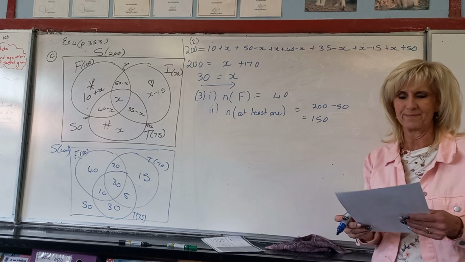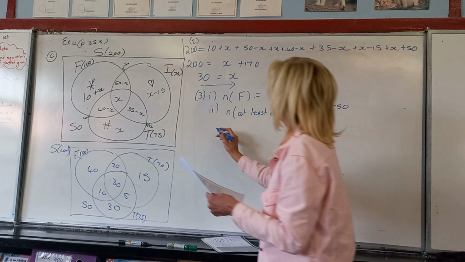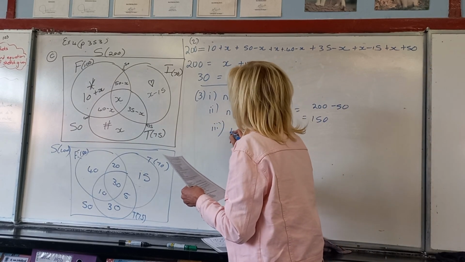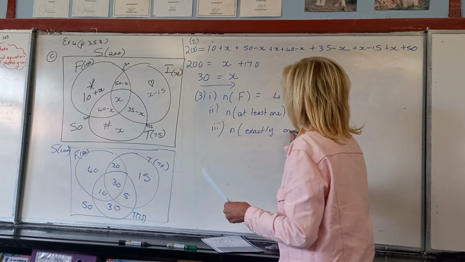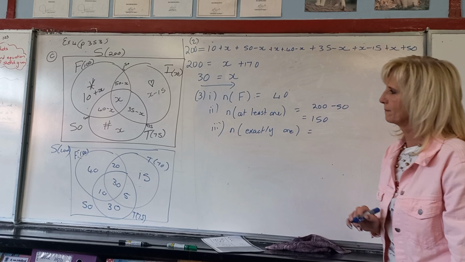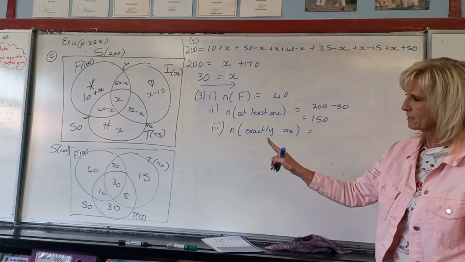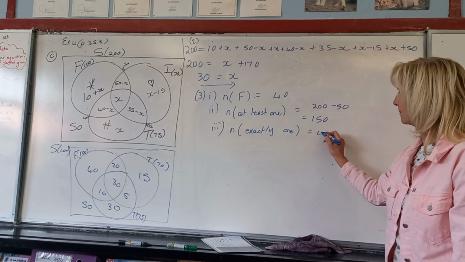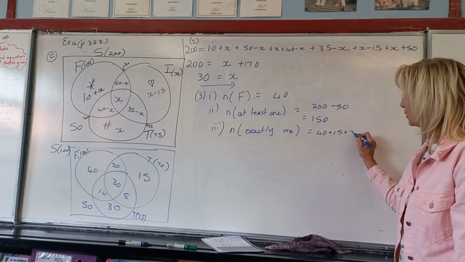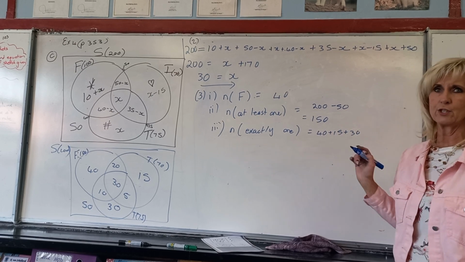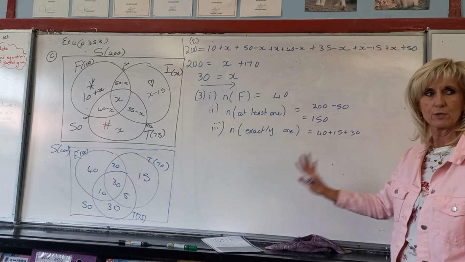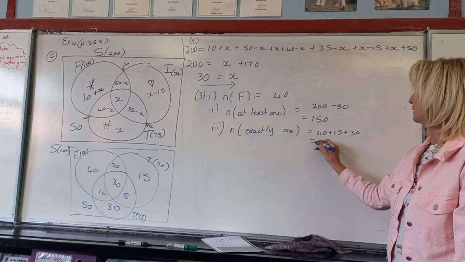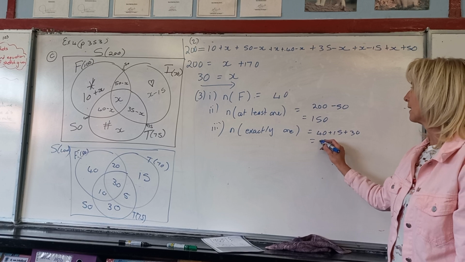150 people. Exactly one of the three. Again, the number of people exactly one would mean 40 plus 15 plus 30. Are you with me? Don't add it up in your head and just give me the answer, because if that's wrong, I can still carry on over here and see where you got it from, which gives me 85. Thank you.